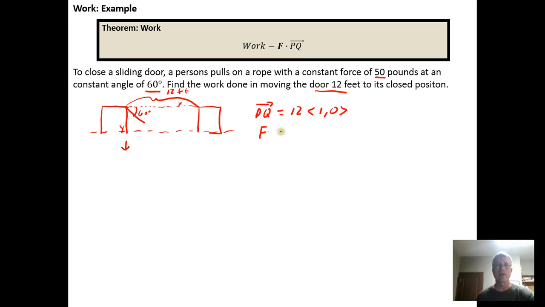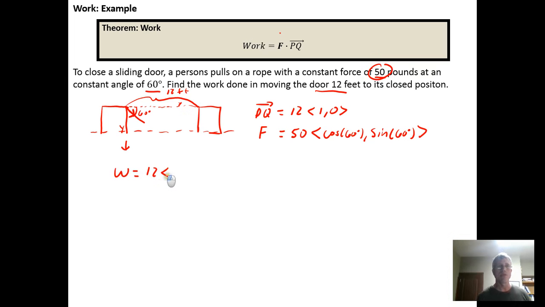The force vector is just going to be, take the size of the force, which is 50 pounds, and multiply it by a unit vector in the direction of 60 degrees. But a unit vector in this direction is just going to be cosine of 60 degrees. This is a vector of length 1. Sine of 60 degrees from trigonometry. And to find the work done, I just take the dot product of those two vectors. So we're going to do F dot PQ or PQ dot F. The order in which you do a dot product doesn't matter. Remember, dot products are commutative.